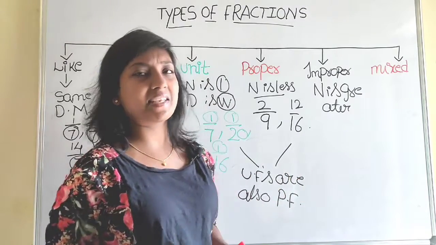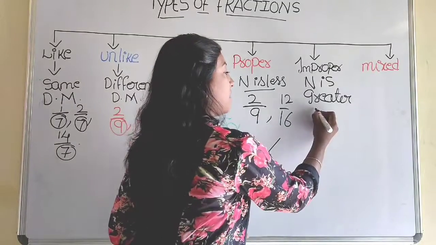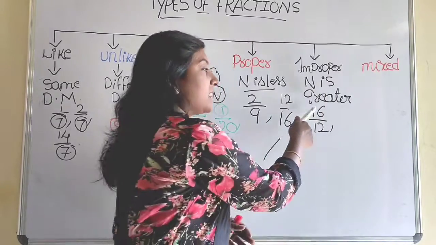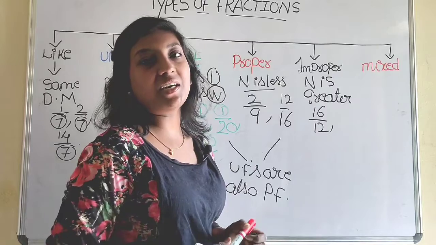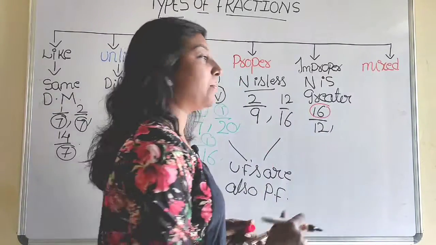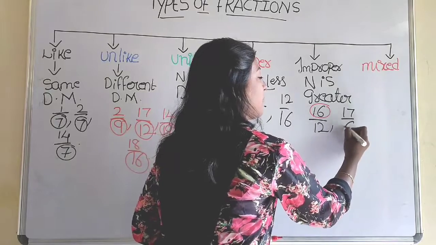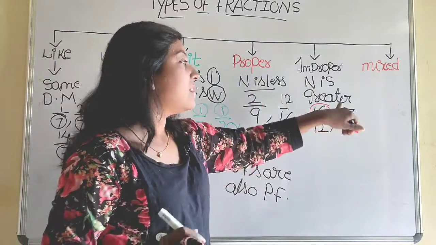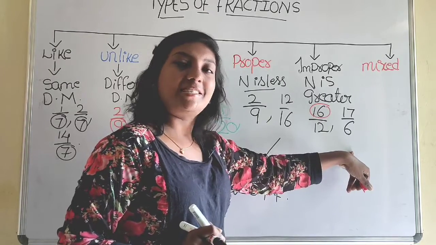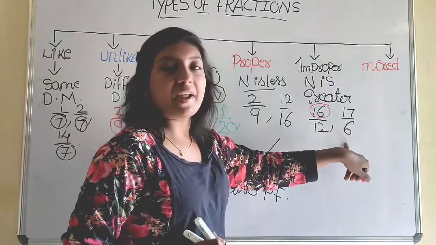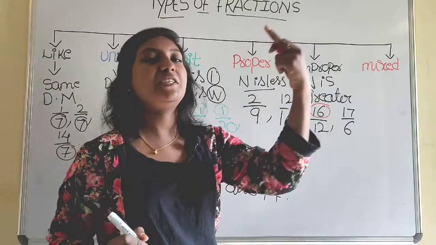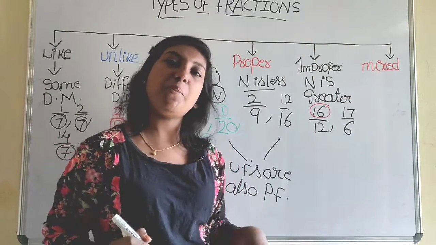Let's see with examples. So here I am taking 16 by 12. If you observe, 16 is greater compared to the denominator. Now, let's take one more example. Here I am taking 17 by 6. Here also 17 is greater compared to the denominator. So, these type of fractions are called improper fractions. Improper fraction is nothing but if the numerator value is greater compared to the denominator.